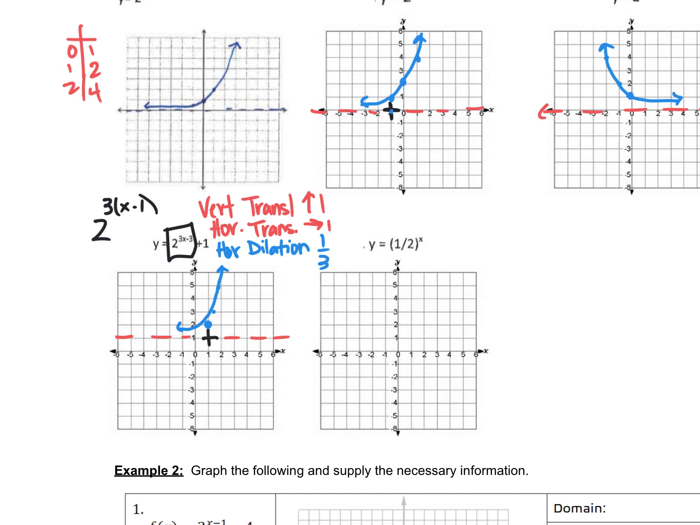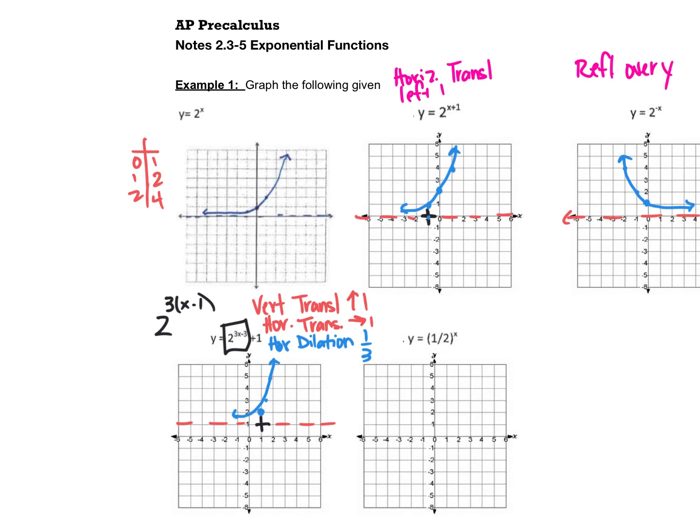What are you using to get the points? I'm using these originals I got off of the original function up here, the parent function, 2 to the x. Those are points from that function, so that's what I'm using. Just like when you did your projects and you had your points and you translated them, it's the same thing.